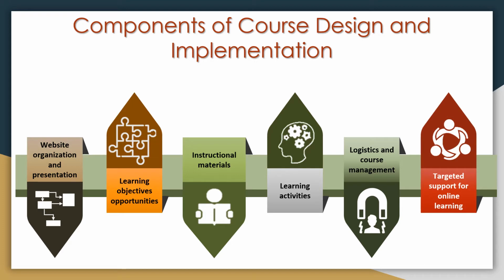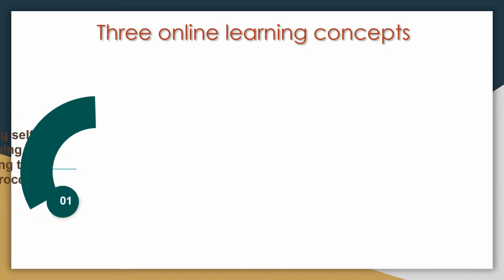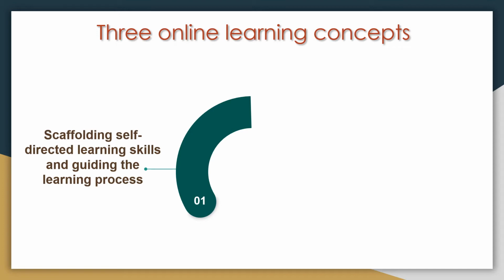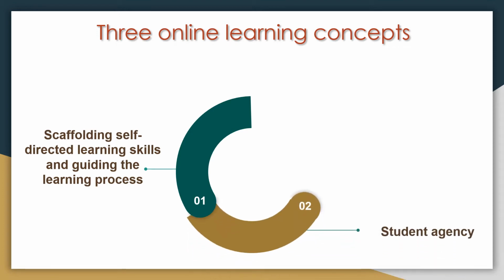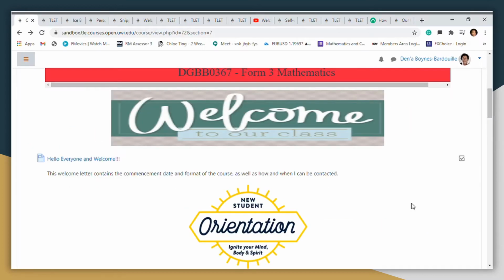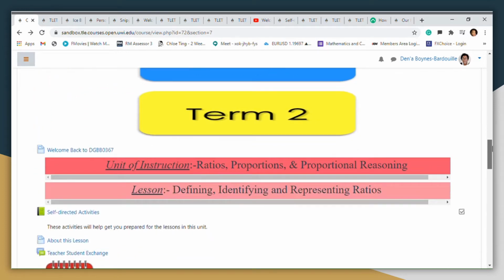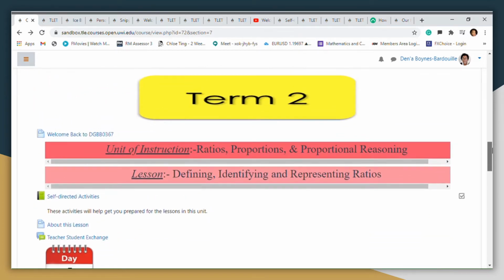With regards to the effectiveness of online teaching and learning, there are 3 concepts in response to the unique challenges associated with online learning: scaffolding self-directed learning skills and guiding the learning process, student agency, and presence and interactivity. Let's look at some of the components and some of the concepts within these components. The lesson that I'm focusing on, defining, identifying, and representing ratios, falls within the second of a 3-term academic year.